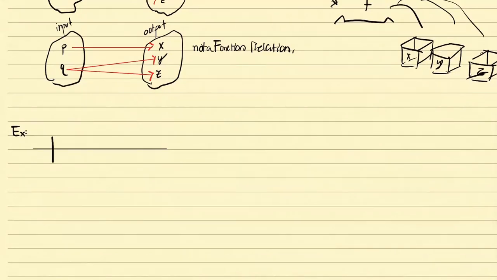We can think of some really basic relations as just inputs and outputs. So I'm going to say input, output. -3, 5, 7, 4, 4, -3, 1, and 4.